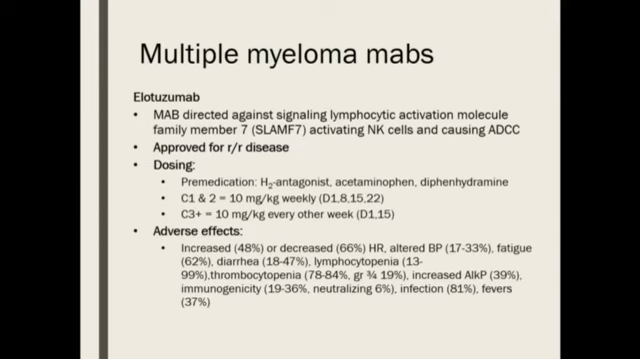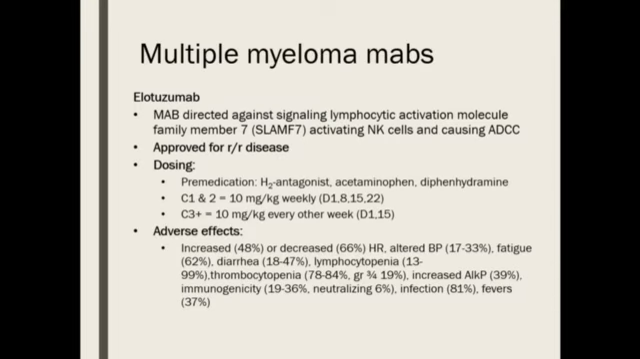Elotuzumab, another monoclonal antibody that was approved, I think, in 2016 or 2017, works through a different mechanism, targeting signaling lymphocyte activation molecule family member 7, or SLAMF7. This activates NK cells and causes antibody-dependent cellular cytotoxicity. It's approved only in the relapsed refractory setting.